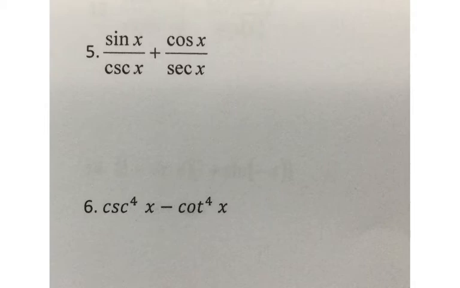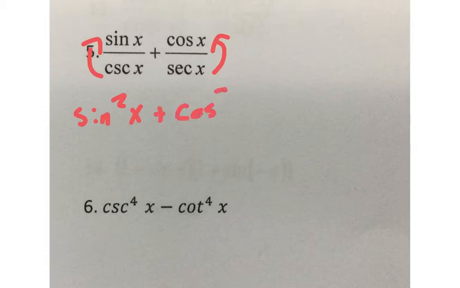I've got cosine over secant. So I'm going to try to move secant to the numerator because I want everything in terms of sine and cosine. If I move cosecant to the numerator, that becomes sine squared. If I move secant to the numerator, that becomes a cosine. So now I've got cosine times cosine, which is cosine squared. Sine squared plus cosine squared is 1.